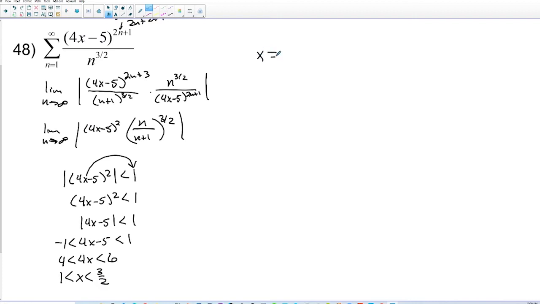Let's check the endpoints. X is equal to 1. We get a brand new problem. It's like we're creating this brand new problem. We've got to decide how this converges. When we plug 1 in, we get 4 minus 5, which is negative 1. We have negative 1 to the 2n plus 1 over n to the 3 halves. Well, 2n plus 1 is always going to be odd. And if it's always odd, then every term is going to be negative. We can make this negative, the sum from n equals 1 to infinity of 1 over n to the 3 halves.